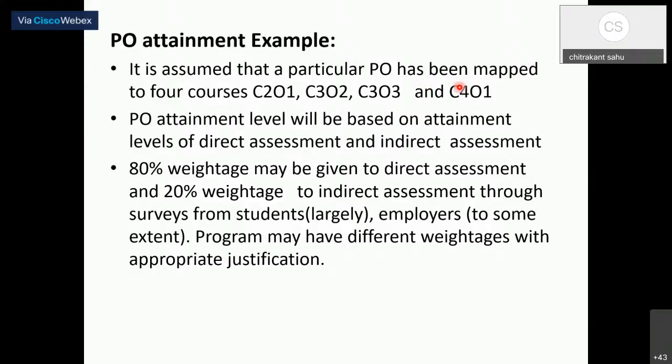If there is no correlation, you cannot compute that, right? So the PO attainment will be based on the attainment levels of the direct and indirect assessments. If you talk about the weightage, 80% weightage is given to the direct assessment and 20% weightage is given to the indirect assessment. Indirect assessment will be based on surveys from the students, largely employers to some extent, and maybe some alumni. A program may have different weightage with appropriate justification for this 20% weightage given to different stakeholder surveys.